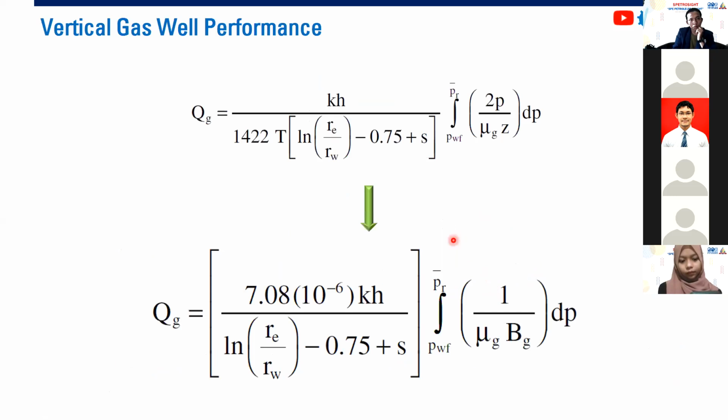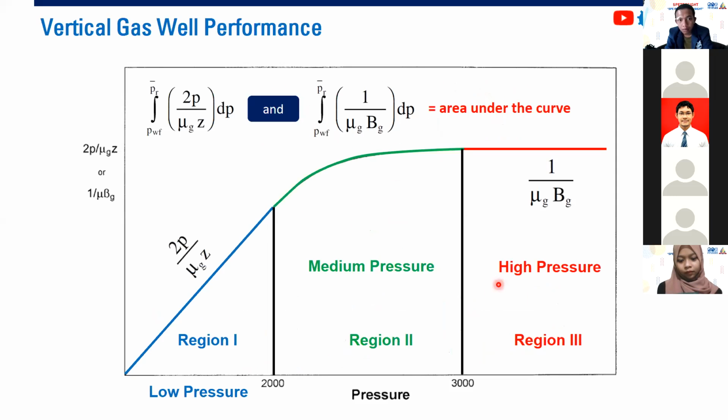So we can also say it like this. This one is actually the same as this one. This one is actually proportional to this one. So you can use this form, 2p divided by rho z, or you can also use this form. And then we can plot it, this term plotted against pressure. If we plot it this way, we can observe three regions: low pressure region, medium pressure region, and then high pressure region.